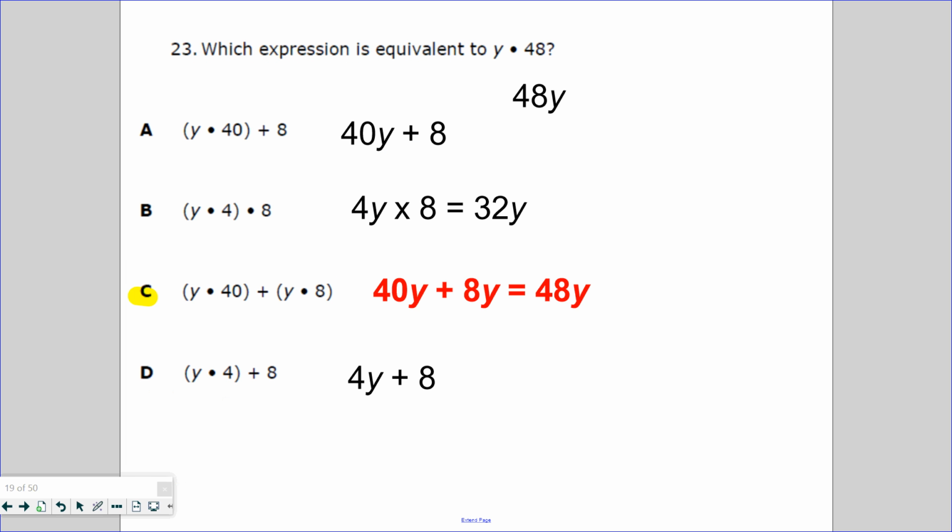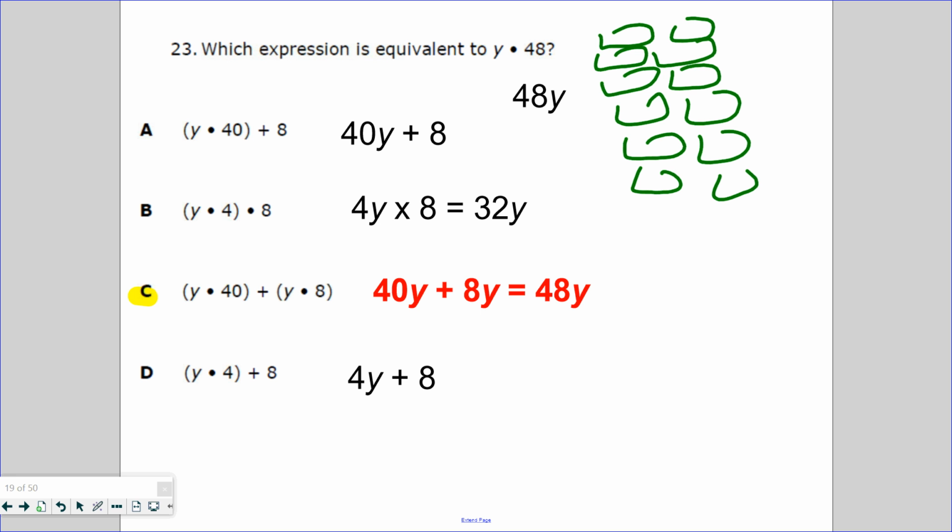23. So the rest of them, 23, 24, 25, is what we just learned, using algebraic expressions. So y times 48, that's like y repeated 48 times. I am not going to draw 48 y's. So which one drew 48 y's? They drew 40 y's plus 8 positives. There's no positive here. A doesn't make sense.